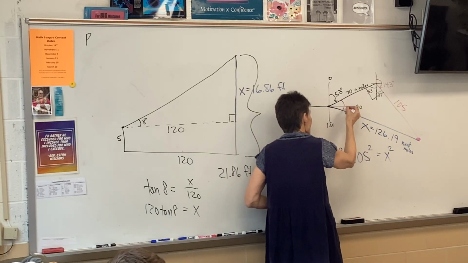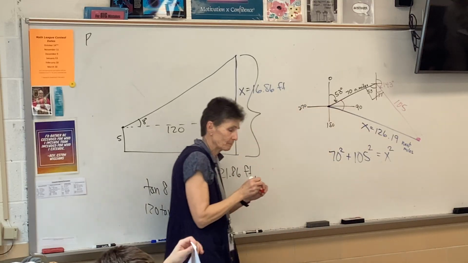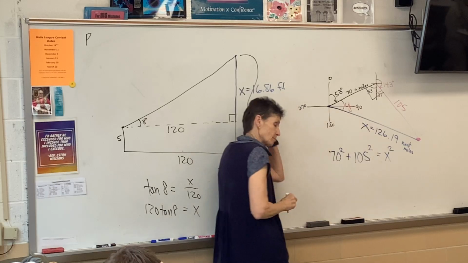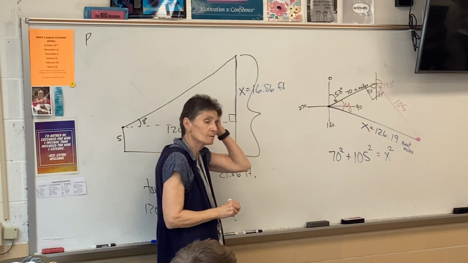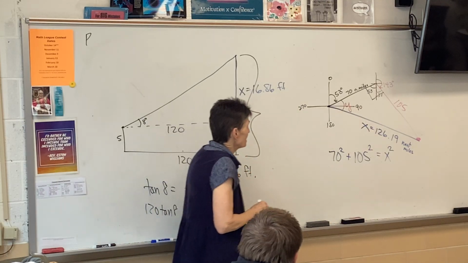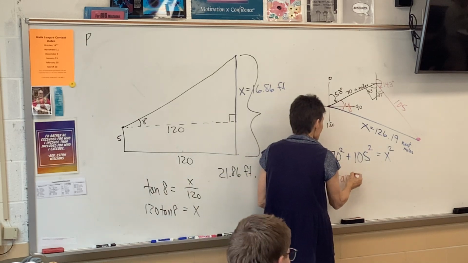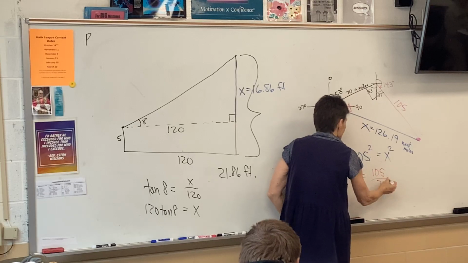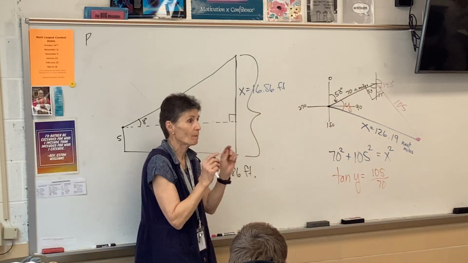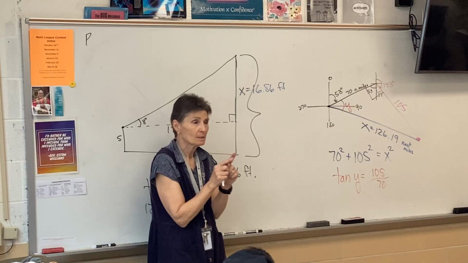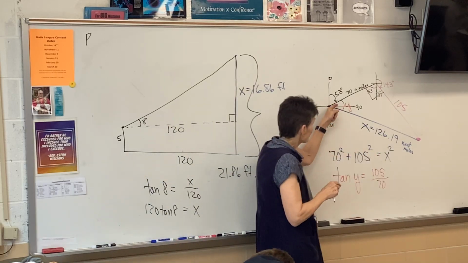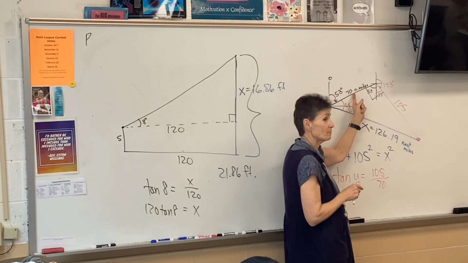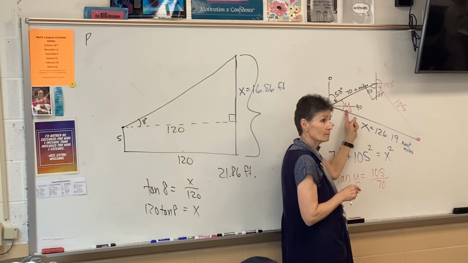Now I'm going to find this angle right here, the red one. I'll call it Y. Would you agree that the tangent of that angle is 105 over 70? Look at my picture. Remember, that's a right triangle. This is the hypotenuse. So this side would be opposite, and this side would be adjacent for that angle.